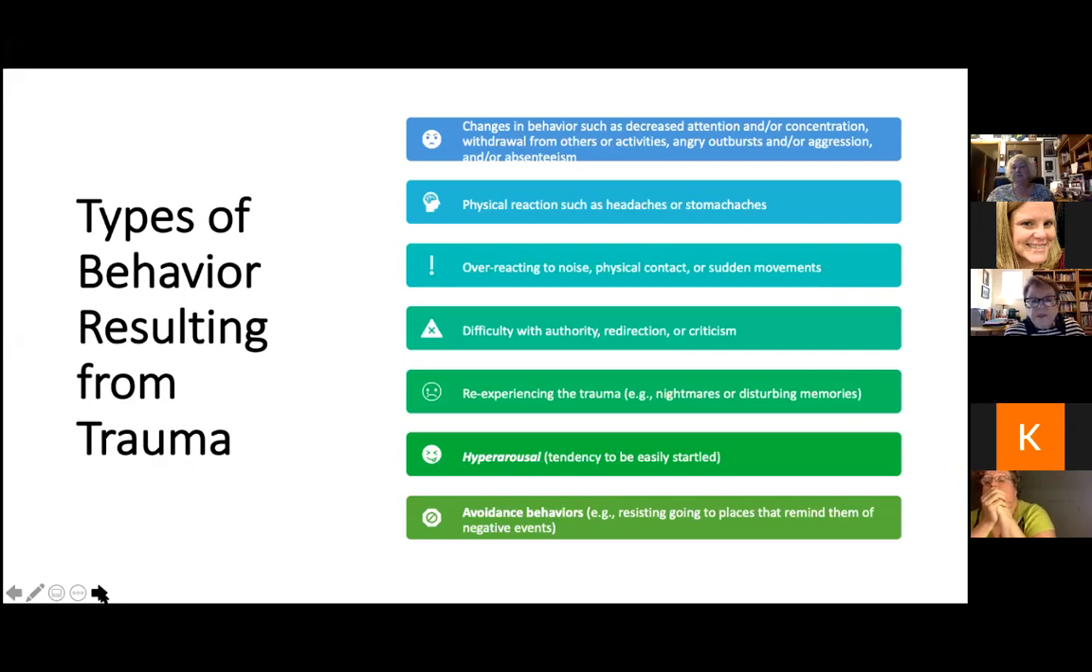They might be re-experiencing the trauma through nightmares or disturbing memories, or they could experience hyperarousal, which something like a fire drill might do, or an announcement over the loudspeaker might bring, stress them out continuously. They might avoid certain behaviors that would be fearful to them. They might fear going to places that remind them of the different negative events. Okay.